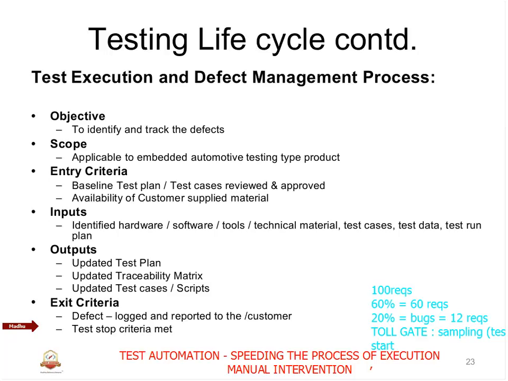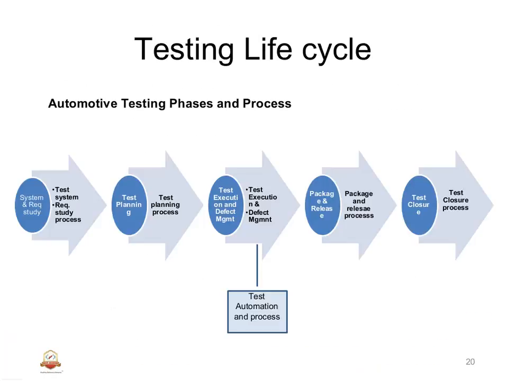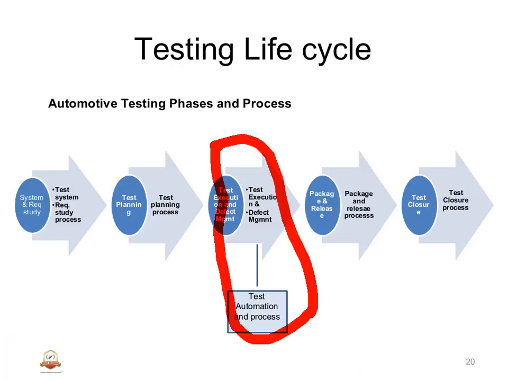So for the automation, we can define an automation process wherein we can have a small entry, input, output, exit criteria, but that separately. I have not told it here, maybe we can take it up as an exercise when we do the practical sessions. So that is about the third life cycle, which is nothing but test execution and defect management. Test automation and process also can be defined as part of this activity. So that's a very important activity of the whole testing life cycle.